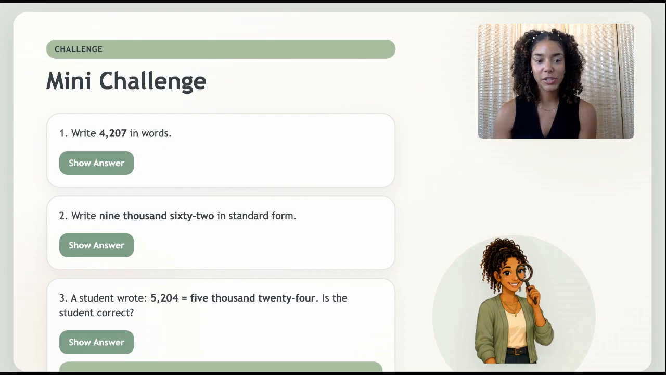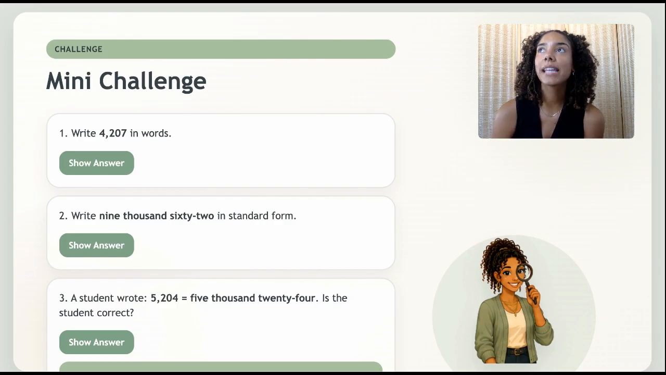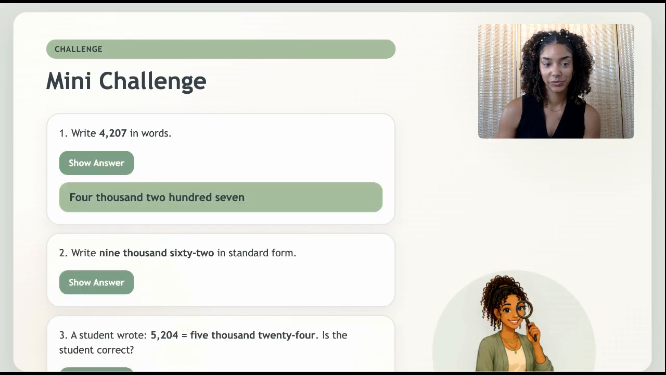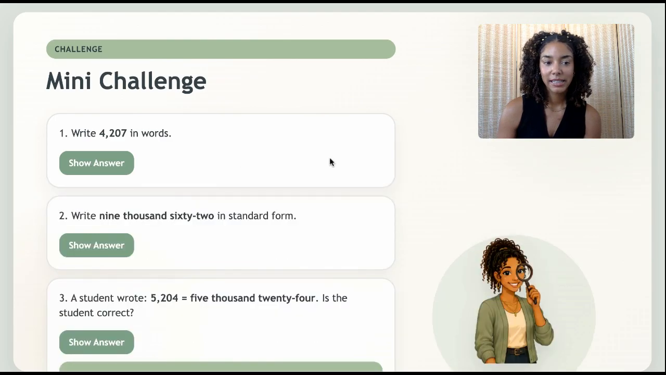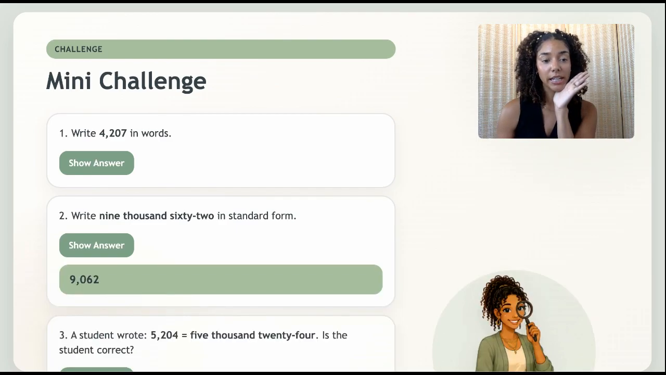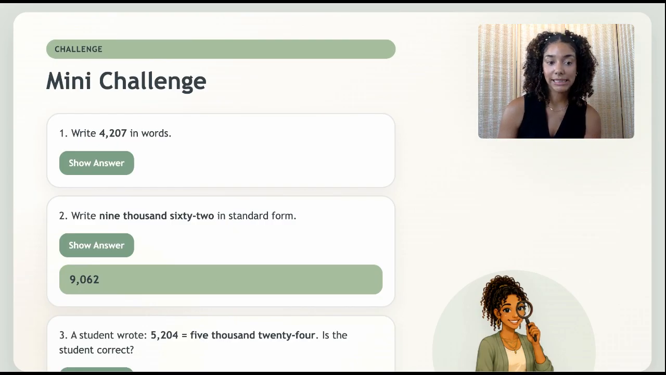Let's do a mini challenge. Let's see what you can do. First, write 4,207 in word form. The answer is 4,207. Great job. Next, write 9,062 in word form. Since I didn't hear 100, that's right. 9,000, I put a 0 as a placeholder, 62.